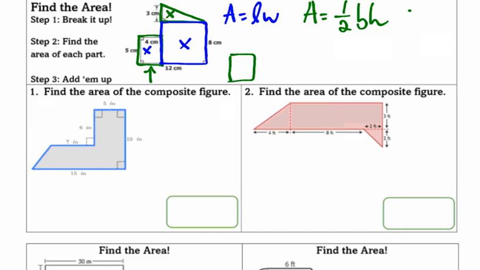Those two sides are already labeled for us. The top side there is 4. The left side is 5. So the area of that is 20. So I have that section as 20.